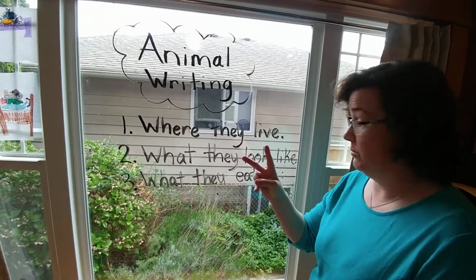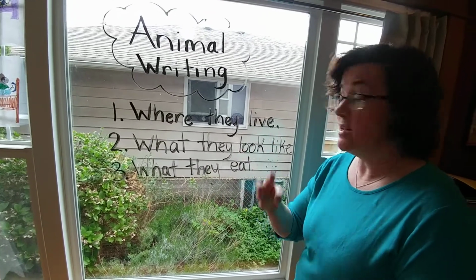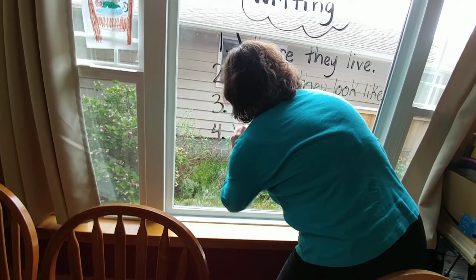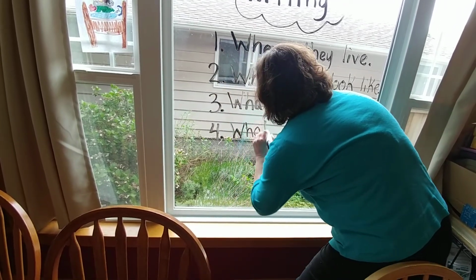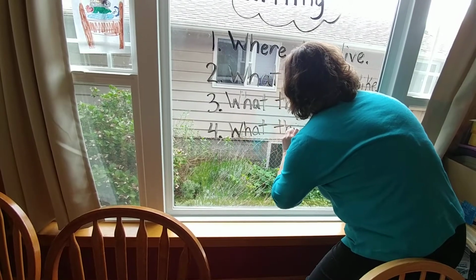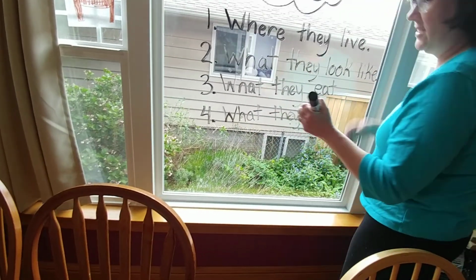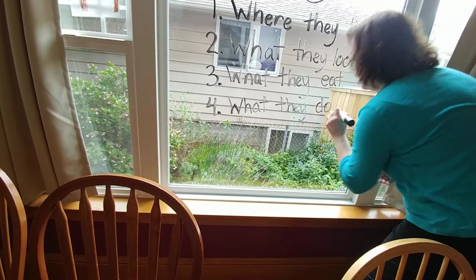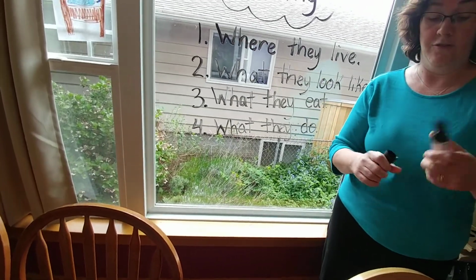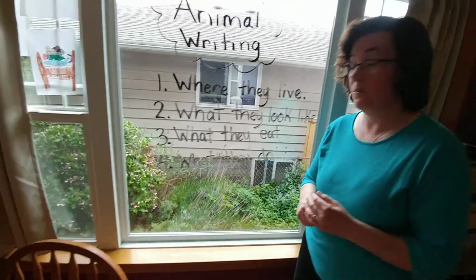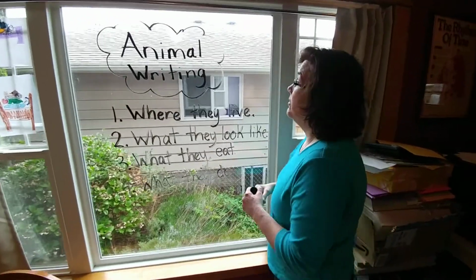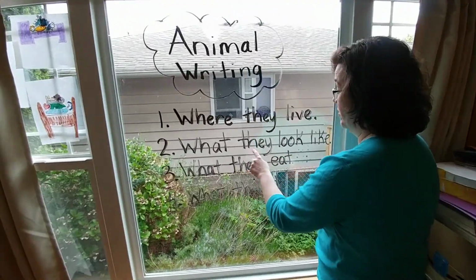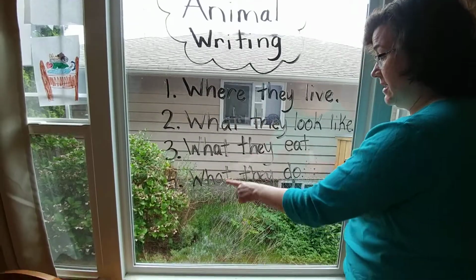So where do they live? What they look like? Number 2. What they eat? Number 3. And finally, what do they do? What they do. So this 4th category can include all sorts of things, and it can include lots of details. For example, do they run? Do they climb? Do they fly? Do they swim? What do they do? Okay, so for animal writing, we need to have these 4 things: where they live, what they look like, what they eat, and what they do.